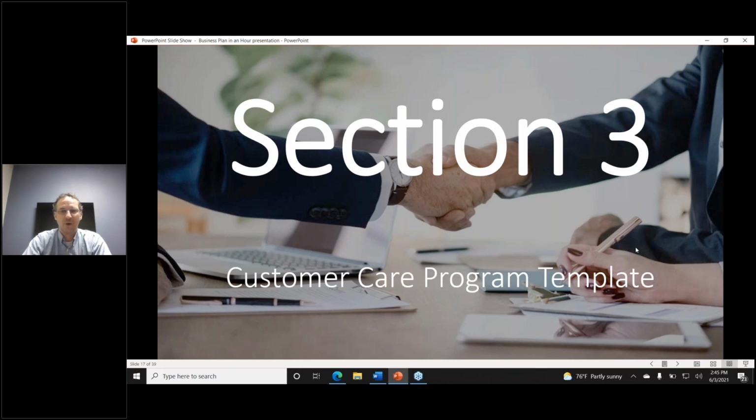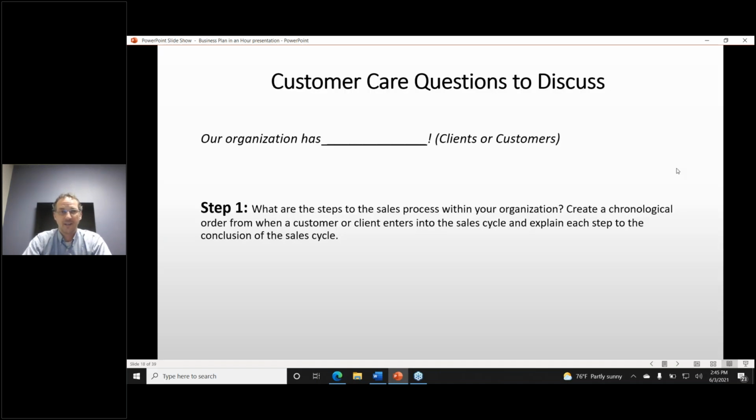So a customer care program, what does that look like? Our organization has input customers, clients, patient members, whatever you call your customers. And step 1 is, what are the steps to the sales process within your organization? Create a chronological order from when a customer or client enters into the sales cycle and explain each step to the conclusion of the sales cycle.